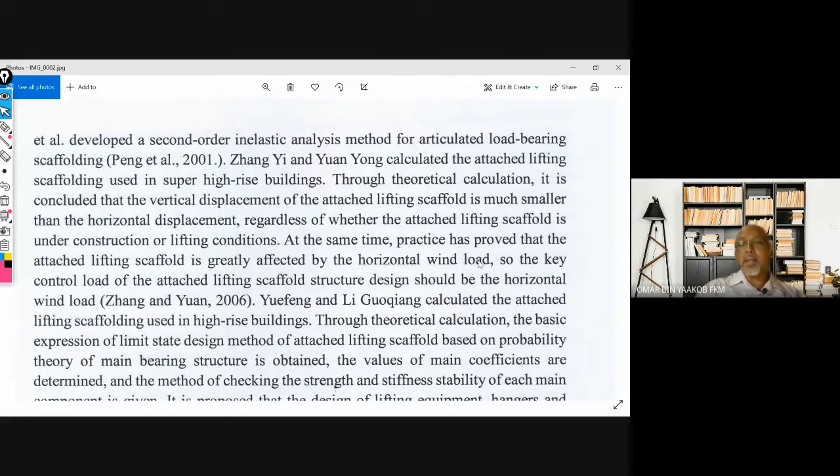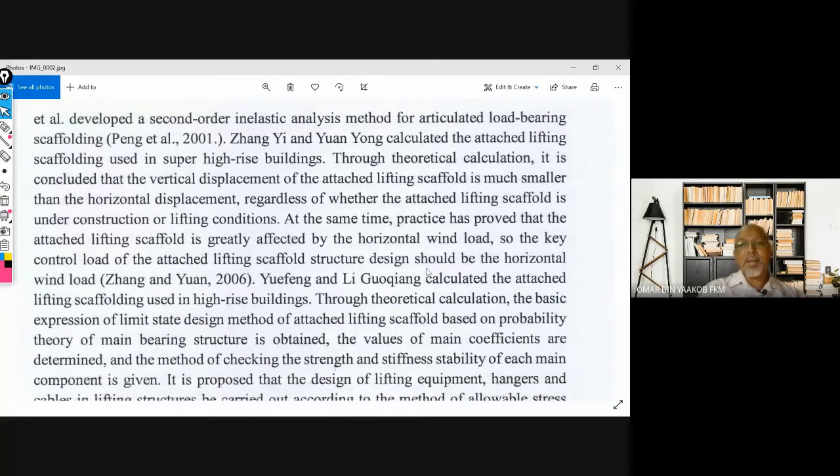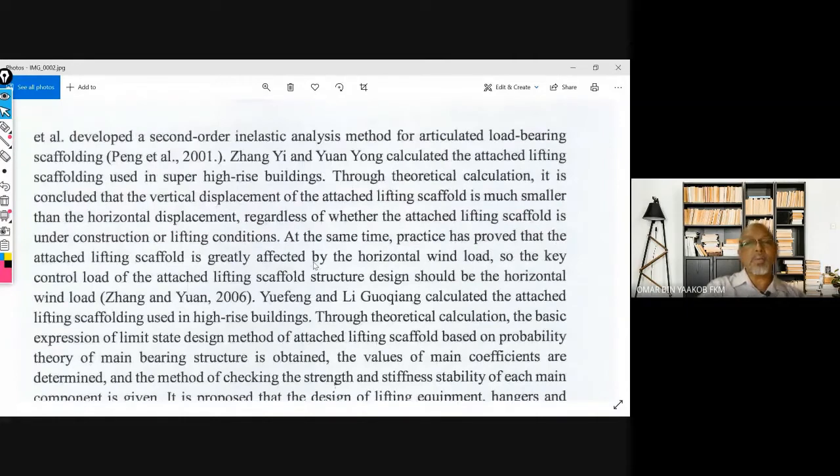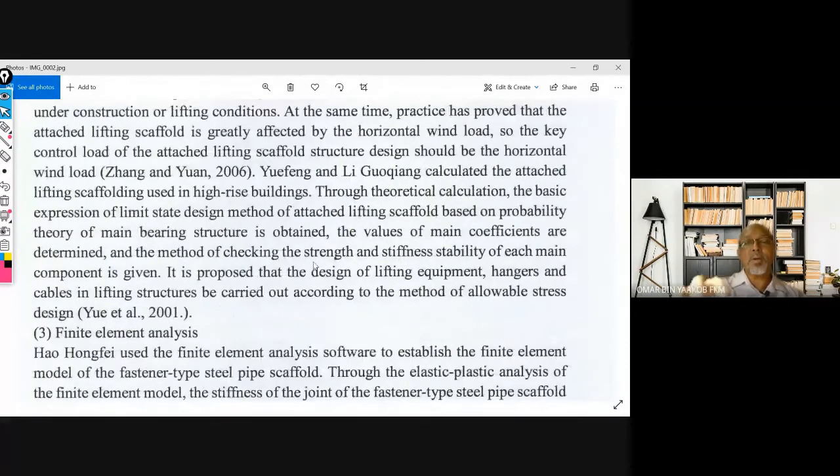The same thing in the second one, you see, Yu Feng as well. This Yu Feng should be Yu et al. 2001 calculated, and so on. But still, there are no connecting verbs between the two sentences. Not only the two sentences, the two citations are not connected.